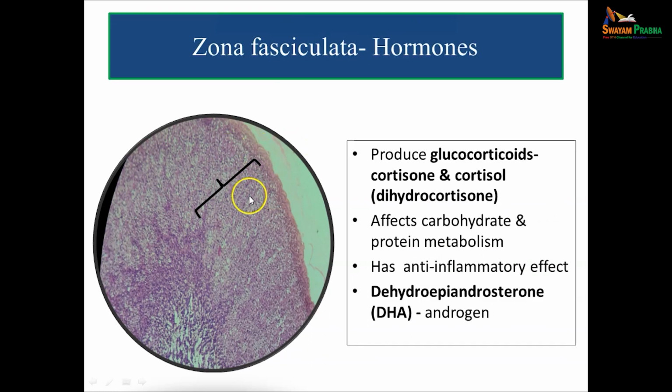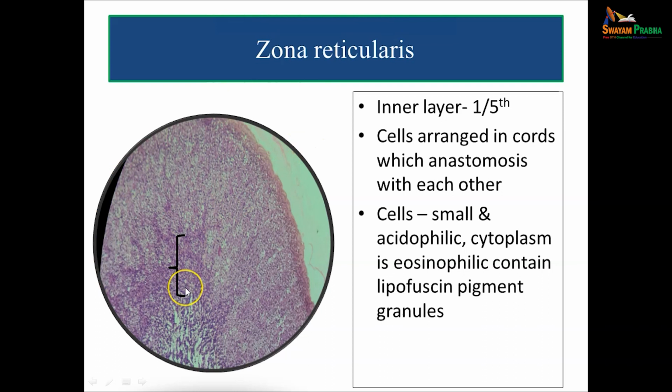These cells produce glucocorticoid hormones, which are cortisones, cortisols, and dehydrocortisones. These hormones affect carbohydrate and protein metabolism. They also have an anti-inflammatory effect. They also produce an androgen called dehydroepiandrosterone, DHEA. The third layer of the cortex, which is the innermost 1/5 layer, is called the zona reticularis.